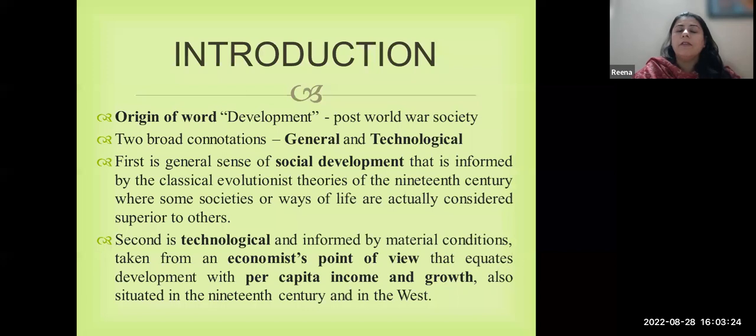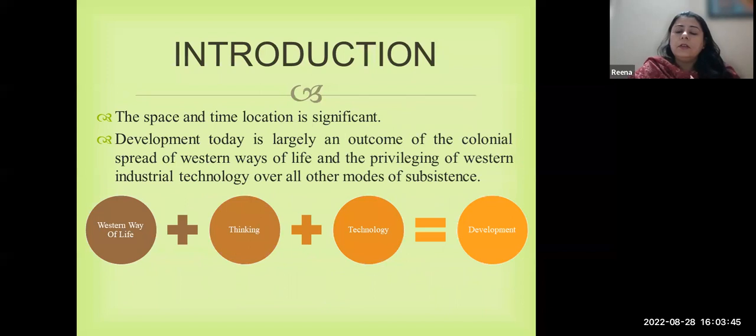So if a country has higher per capita income and growth, in spite of damage to the social component or the environment component, it was considered developed. Our Western countries fitted exactly into this definition in the 19th century. As per the classical connotation of development, the space and time location is very significant. Development today is largely an outcome of the colonial spread of Western ways of life and the privileging of Western technology and Western industrial development over all the modes of subsistence.